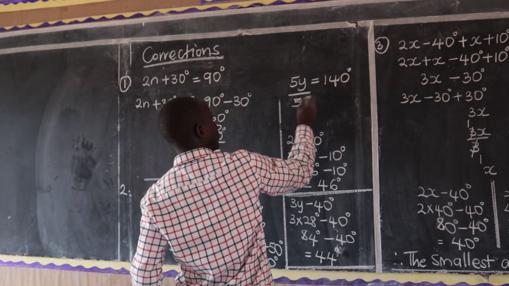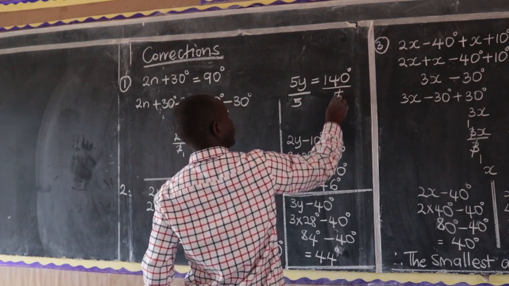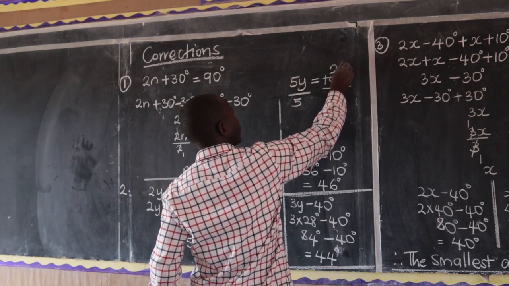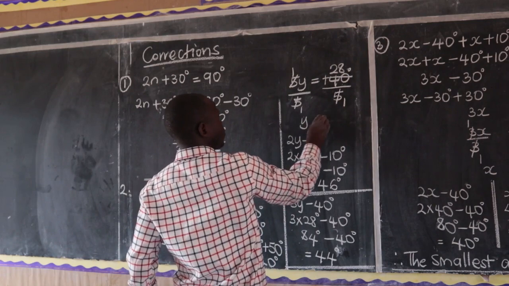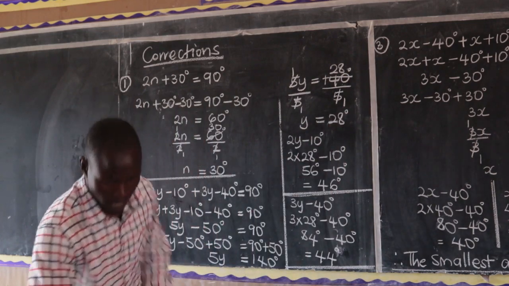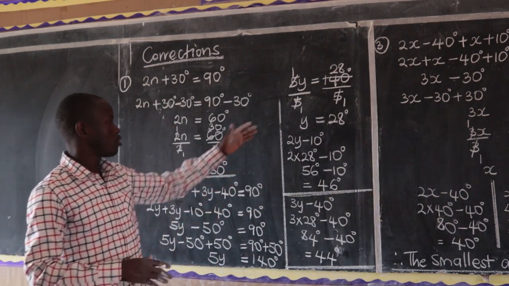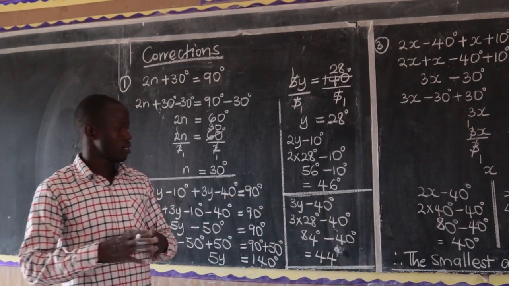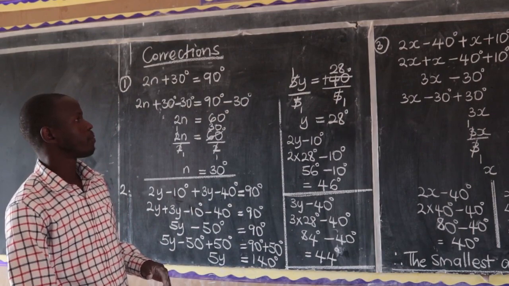Divide here by 5, and here by 5. The value of y is 28 degrees. Now, after getting the value of y as 28 degrees, we shall therefore need to substitute into each angle, such that we get the values of those angles, 46 degrees and 44 degrees respectively.